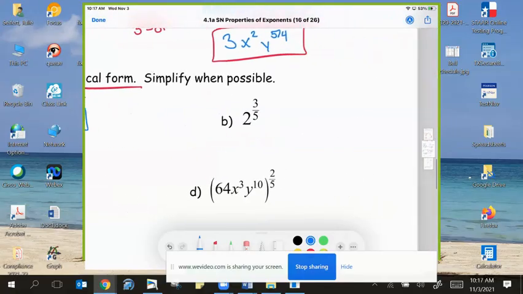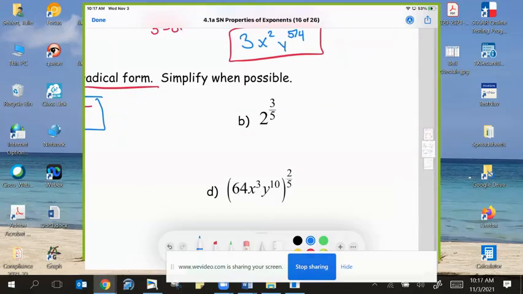On part B, 2 to the power of 3 over 5, written as a radical. 5 is the denominator, the bottom, the root. So the 5th root of 2 to the power where the flower is on top, 3. 2 to the 3rd is 8. So this becomes the 5th root of 8.